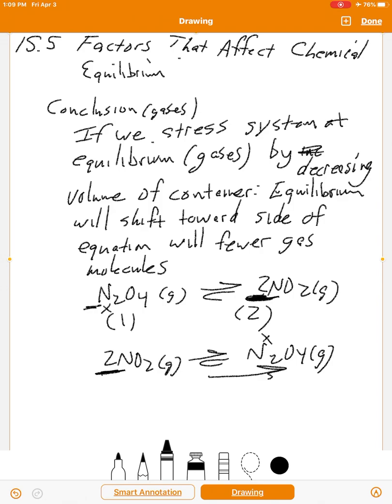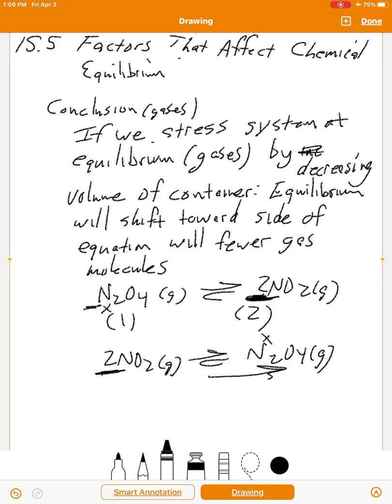Now again, this only has to do with moles of gases. So if you're looking at an equation where there's solids, ignore the solids. If you're looking at an equation with liquids, ignore the liquids. Just count up the number of moles of gases on each side and then make your comparison. Equilibrium will shift to the side with fewer gas molecules if you're decreasing the volume.